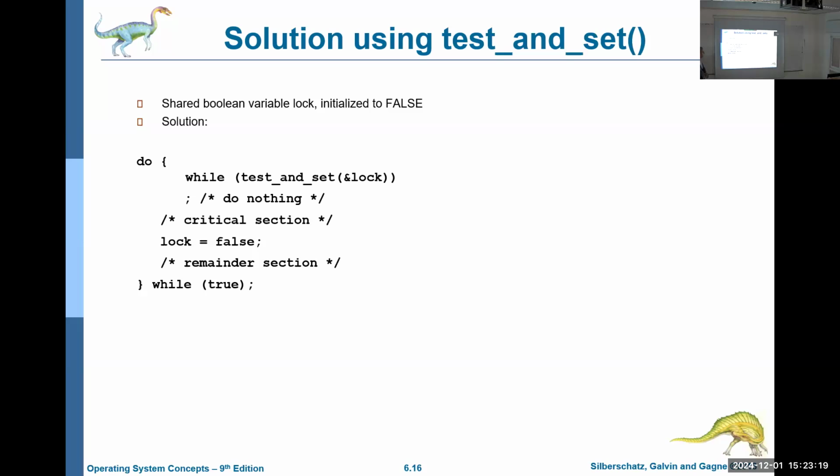As long as I'm in the remainder section, when I'm not interested, I've released everybody else, so everybody else can go in. This solution works. Yeah, everyone understands? Any questions on the solution? Test and set again returns to me the value that it was. If it was true, then I'll be stuck out here. If it was false, I'll get in, but I'll change it to true and lock everybody else out.